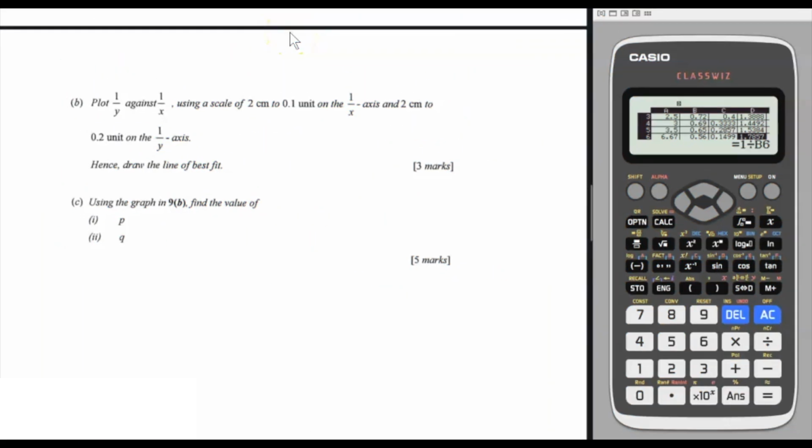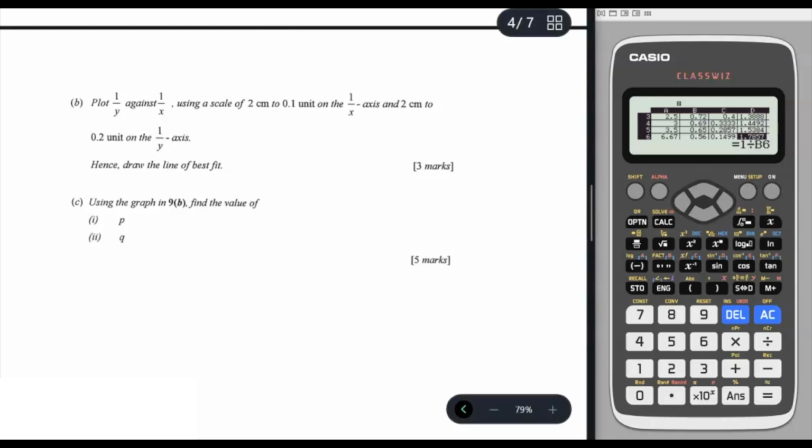For question B, they ask you to plot 1 over y against 1 over x. Means that this is your big Y, which is on the y-axis, and this is x, which is your x-axis, using a scale of 2 cm to 0.1 unit on the 1 over x-axis and 2 cm to 0.2 unit on the 1 over y-axis. Hence, draw the line of best fit.